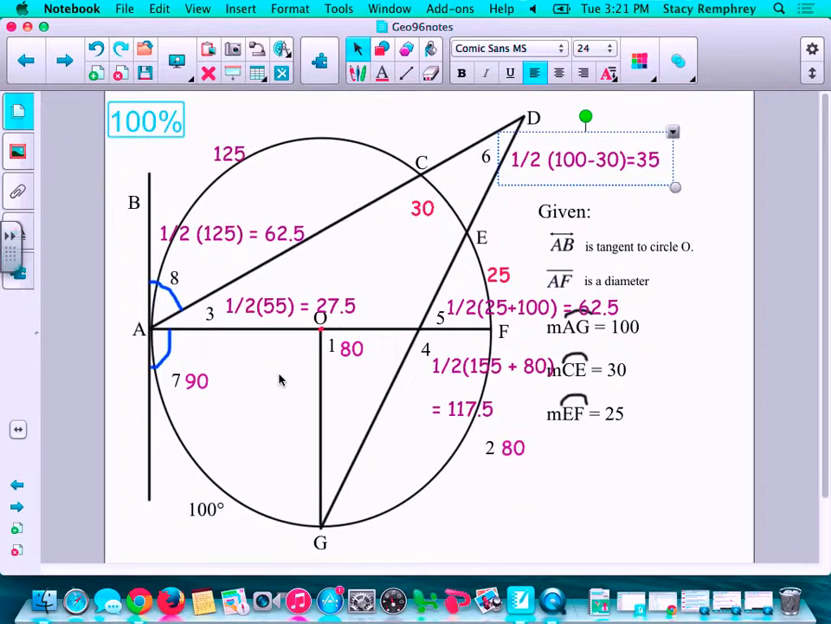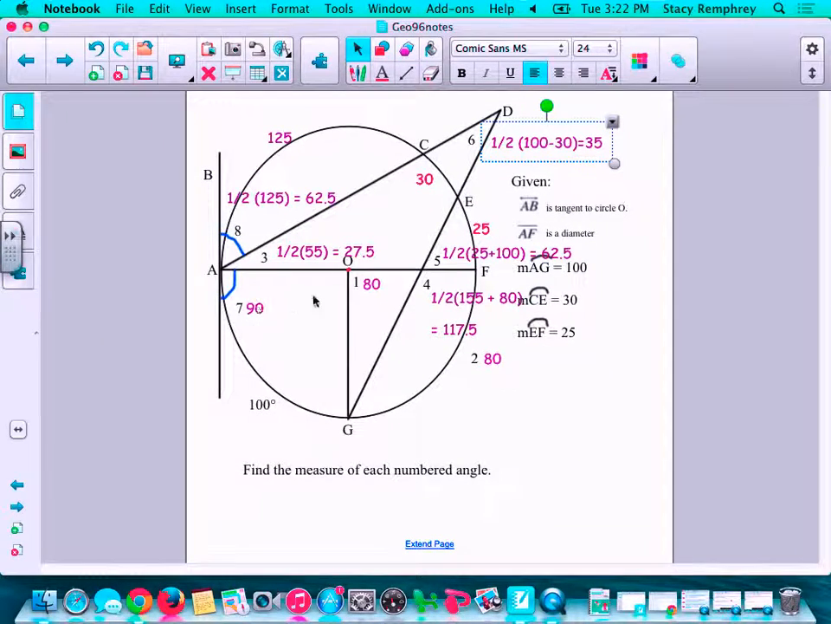Okay, the answers are here. I know, a little crazy, but AF is a diameter. They told us that here. So arc AF, or AGF, is 180 degrees. Well, if this is 100, then I know that has to be 80, because 180 minus 100 is 80 degrees. So angle 2 is standing for the arc GF, which is 80 degrees. Angle 1 is a central angle, vertex at the center, so it equals that arc. So angle 1 is also 80 degrees.